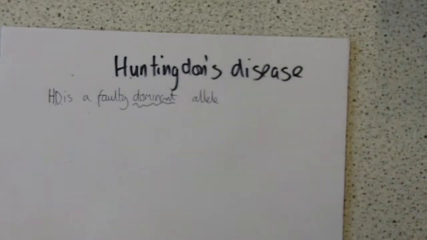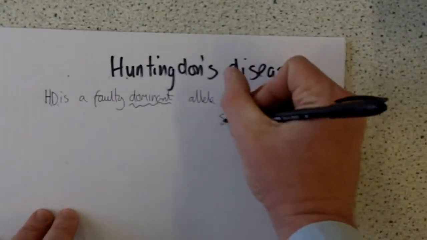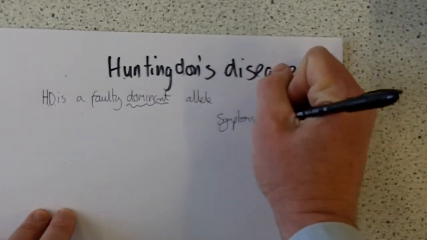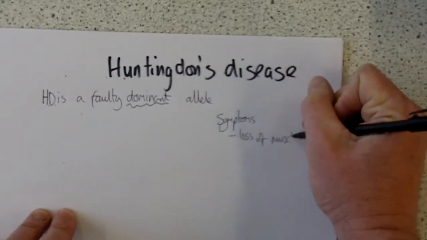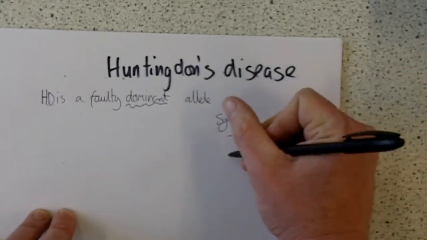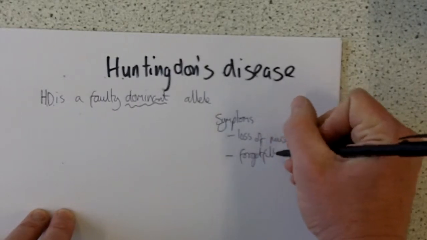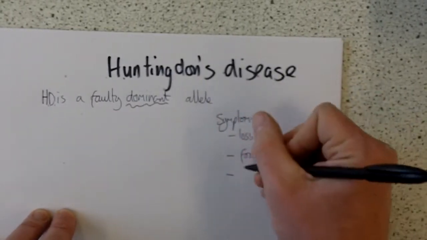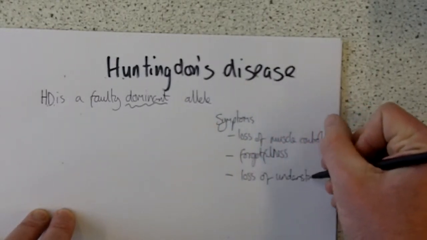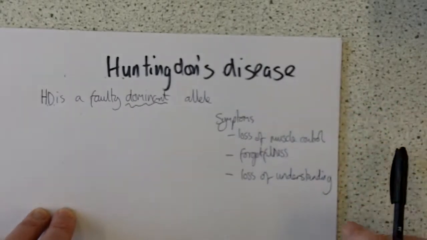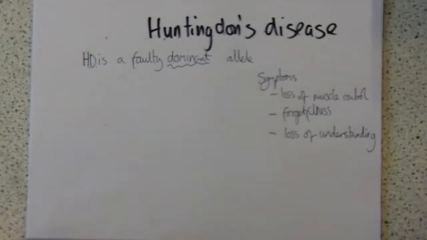So in Huntington's disorder, the symptoms are increasing loss of muscle control, which normally comes on in middle age, and forgetfulness, and loss of understanding. So a degenerative disease, often leading to unfortunately an early death. So let's have a look how it plays out in terms of genetics.